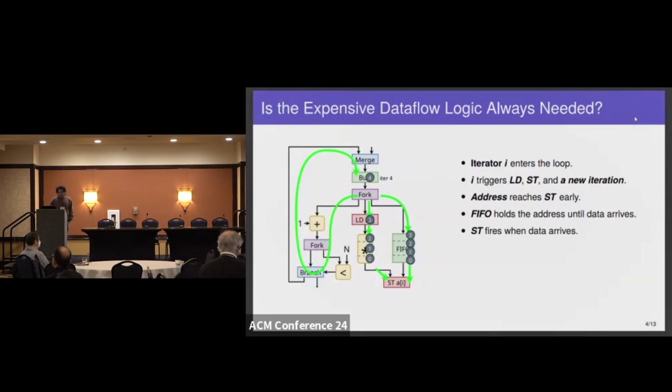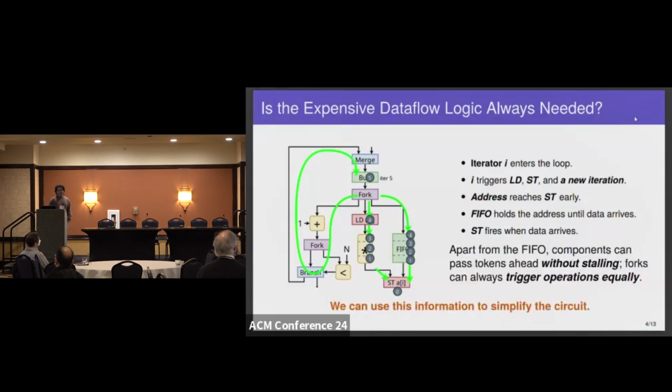At this point, when we simulate for more steps, the circuit looks exactly the same as before. So now I simulate 1 step, but it looks exactly the same as before. So here we can say that the circuit reaches equilibrium. And from this point on, it will always be like this. So here we can already derive our important intuitions for solving the problem. Apart from the FIFO, the components can always pass tokens ahead without stalling. And also forks can always trigger operations in an equivalent fashion.